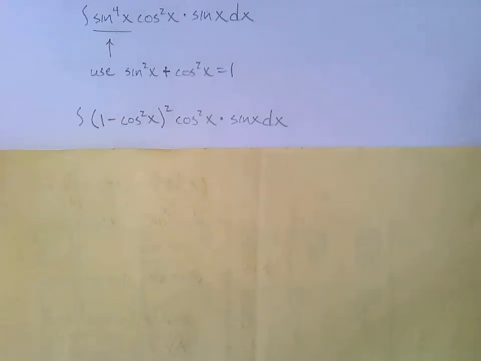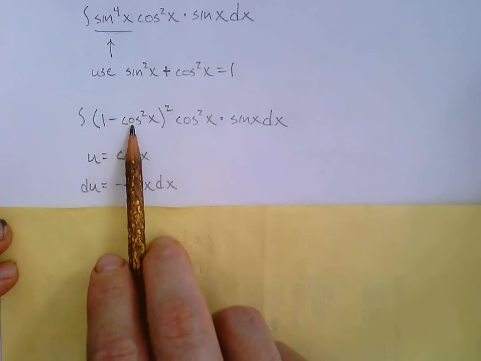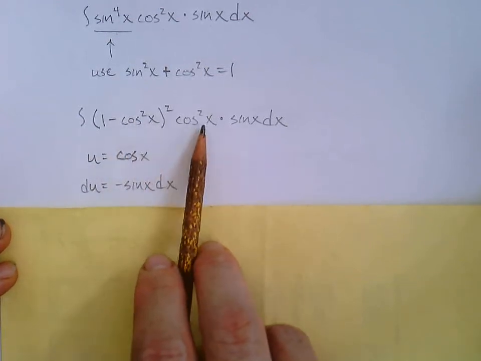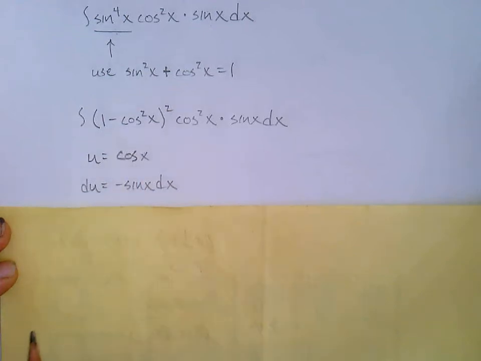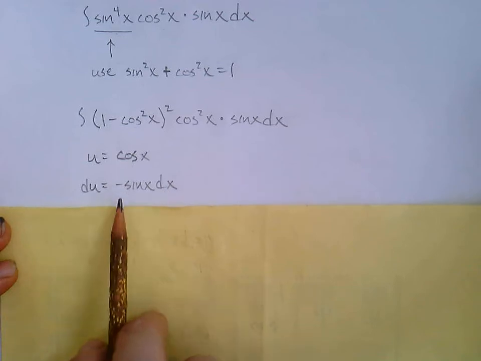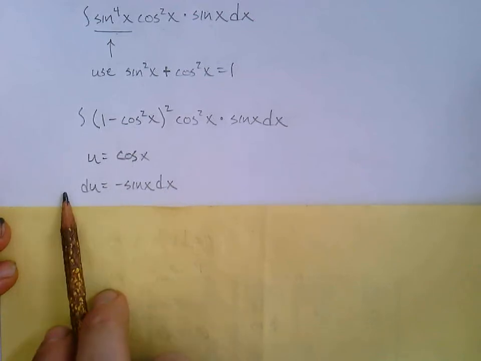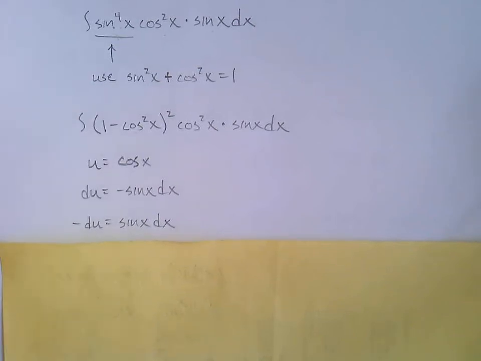And now we're ready for our U substitution. Let's do it. I see a bunch of cosines and powers of cosine, and then I've got my sine x dx. So take U to be cosine x. Du, of course, is negative sine x dx. That negative's no big deal. We can just move that right over to the other side. Negative du equals sine x dx.